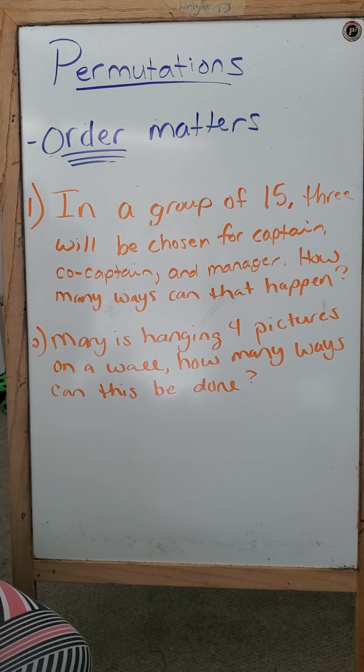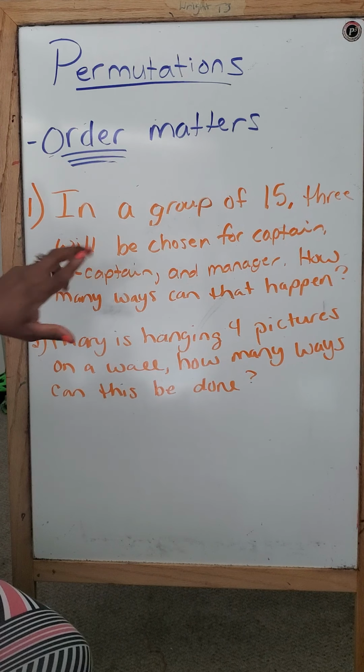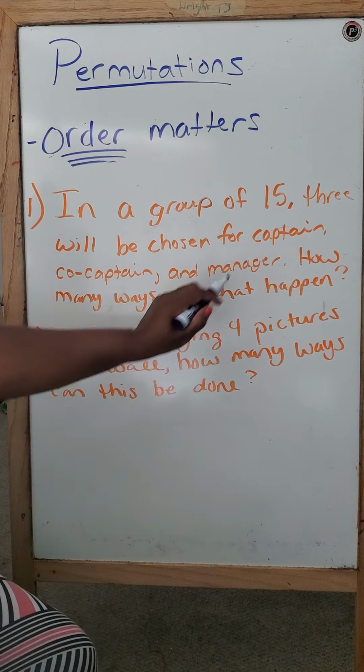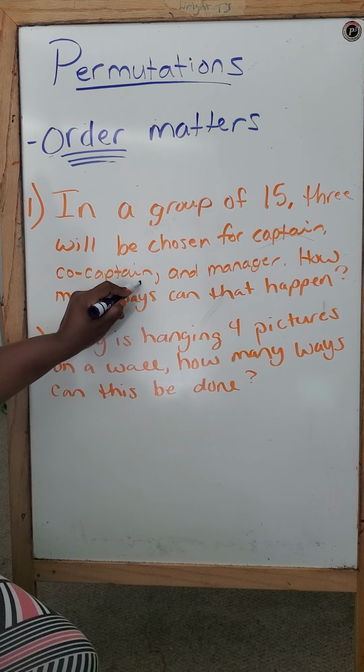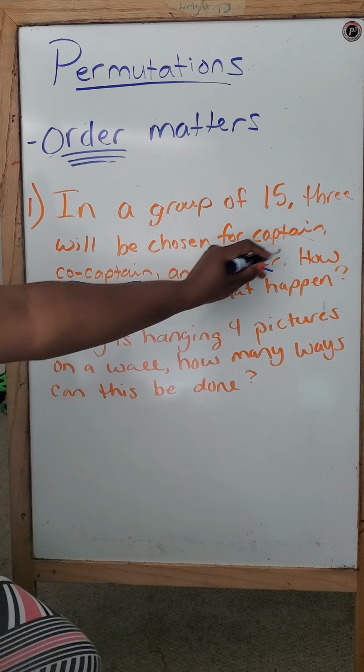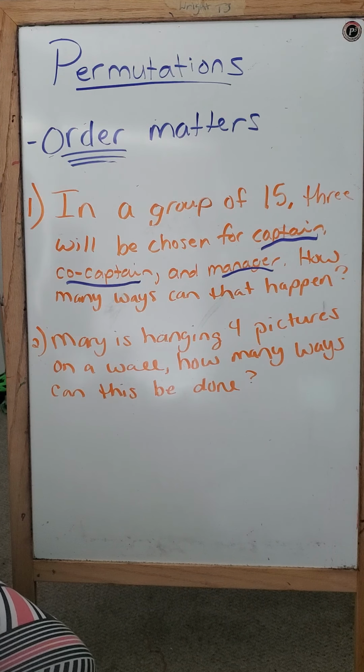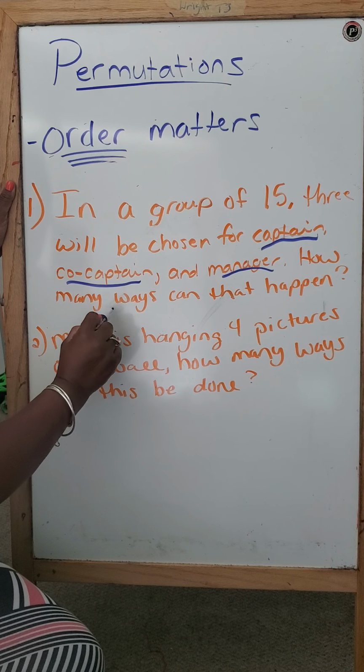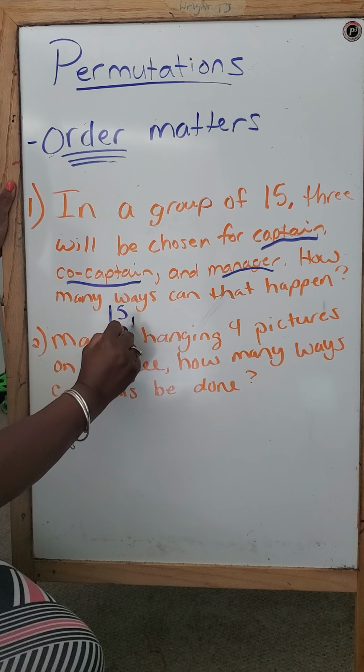As you saw in the previous video and picture, I gave you some examples of what would be a permutation. So number one, in a group of 15, 3 will be chosen for captain, co-captain, and manager. How many ways can that happen? Well, we know that's a permutation because you have captain, co-captain, and manager. Those are your specific positions right there.